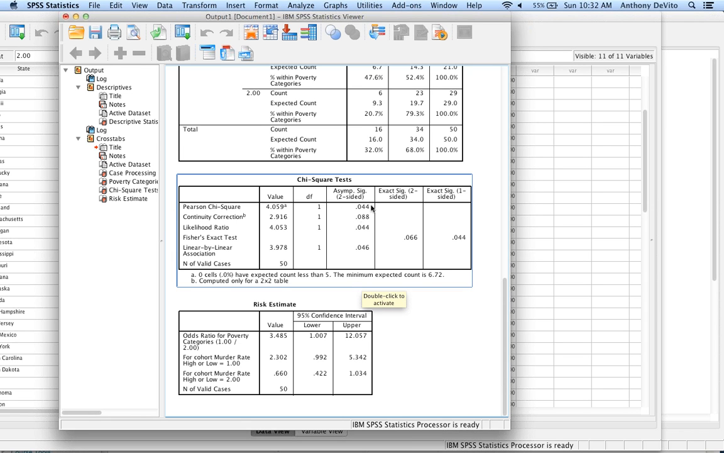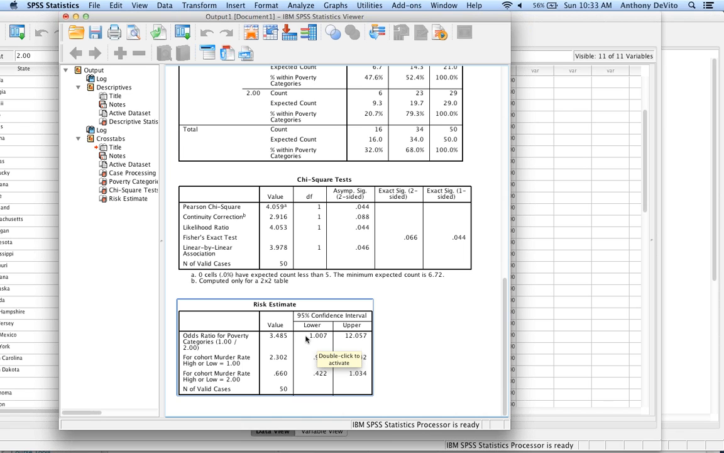Here's something interesting, though. With the continuity correction, we can't reject the null hypothesis, right? So we got a little bit of a problem here. For a 2x2 table, we're supposed to use the continuity correction, and we failed to reject the null hypothesis. Yet we're very close. Look, if we hadn't used the continuity correction for a 2x2 table, we would have rejected the null hypothesis. Not only that, but for the odds ratio, the odds was 3.4 times as likely for a state that has a high poverty rate to have a high murder rate.